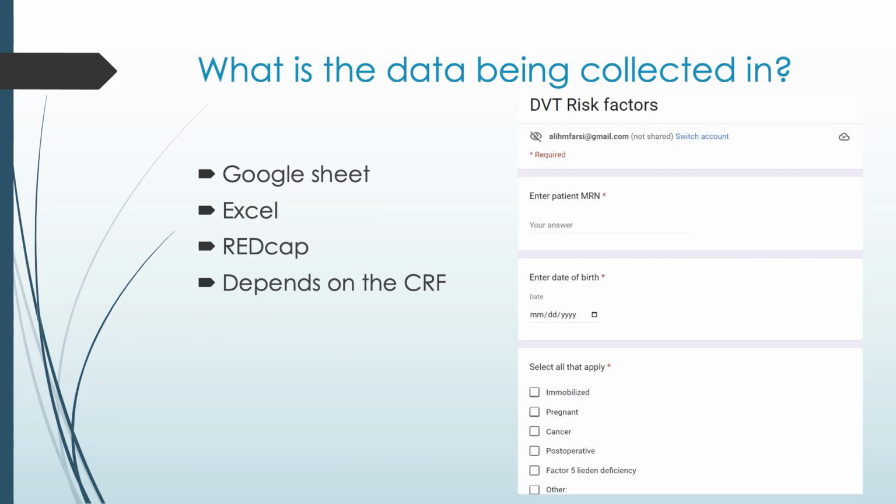What we will usually use in real life for prospective or retrospective studies is a Google Sheet, an Excel sheet, or REDCap. These depend on how you're going to create your case report form, which we'll get to in a moment. For example, if you want to do a study on DVT, you can, through Google Sheets, create a form where the data collector enters all the data at once. For example, they can place the patient's MRN and date of birth. You can give multiple options or choose the single best answer based on the research question. You can put in a free text field.